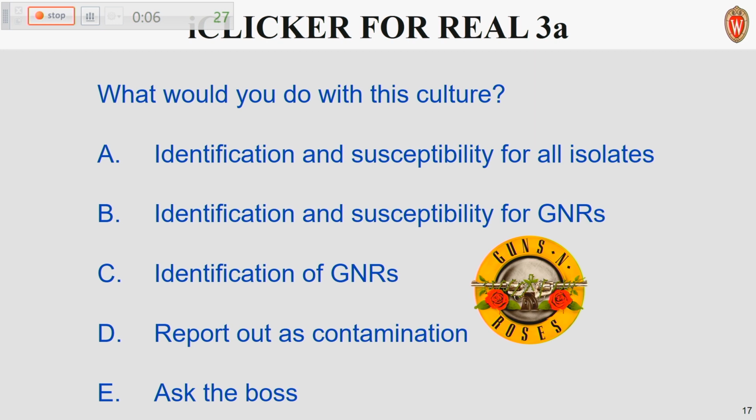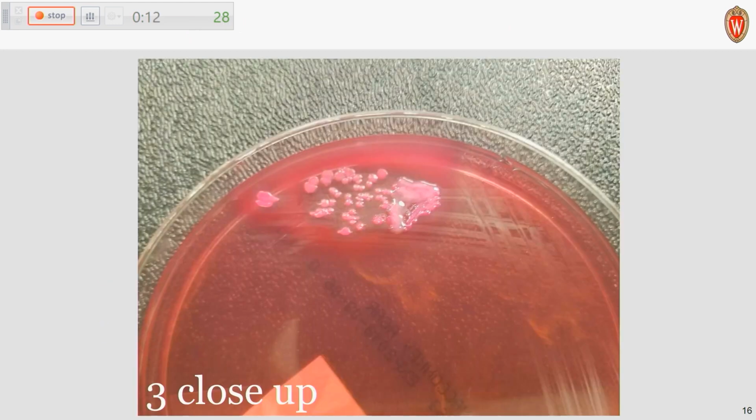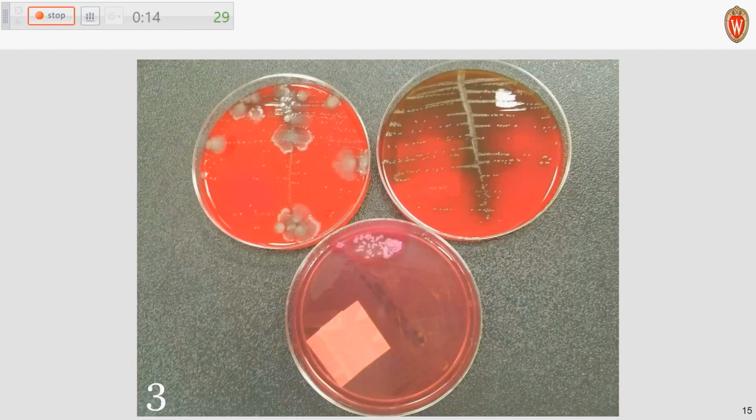Is the CNA supposed to be pure? Was the CNA pure? I think it was. Can we go back? It appears so from here. Not all of them show the alpha hemolysis. Let's call it mixed. My bad.